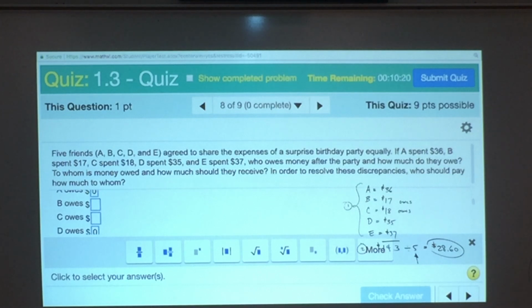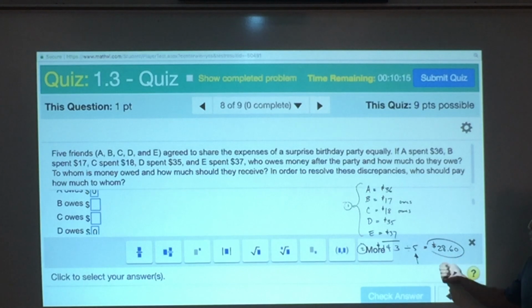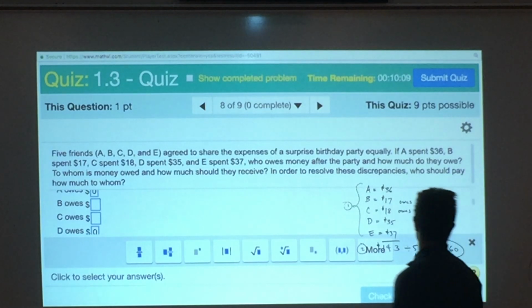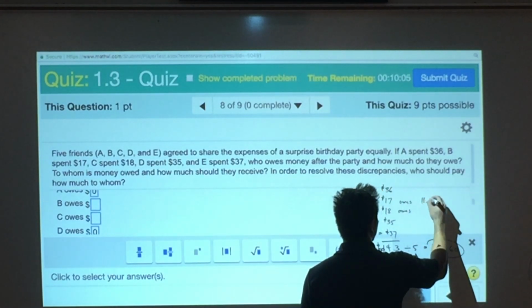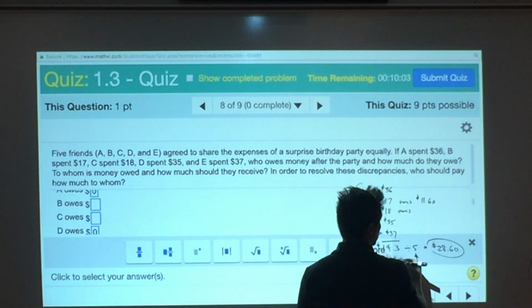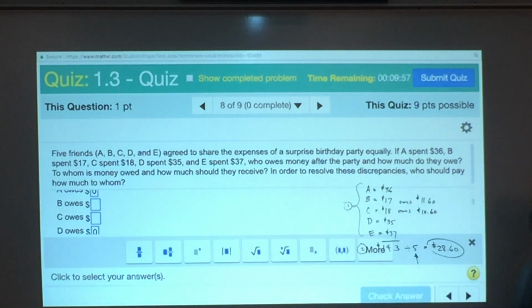How do we figure out how much B and C owe? Yeah, just subtract it, right? Take 28.60, subtract 17, 28.60, subtract 18. What's that going to be? 11.60 for B. 11.60 for B. And what? 10.60 for C? Yes. Okay, so there it is.